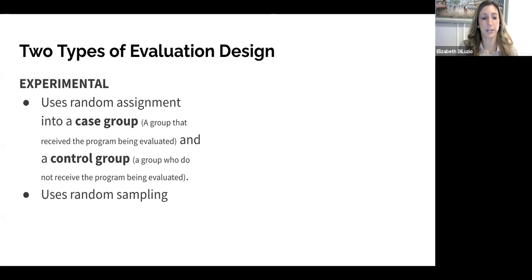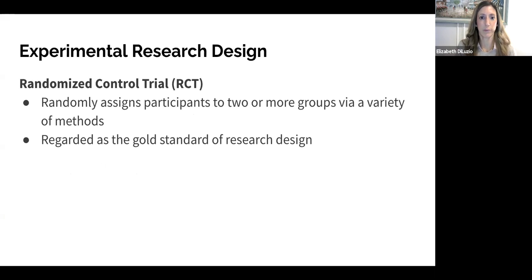So when it comes to experimental evaluation design, there are 2 types. The first one is experimental. That's the ideal design. And what it does is it uses random assignment and it assigns people into a case group, which is the group that's being evaluated, that was enrolled in the program that's being evaluated, and a control group. And that's the group that was not a participant in the program. And then it uses random sampling. So let me explain a little bit more.